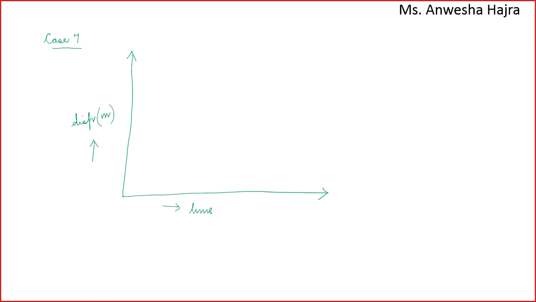Time in seconds. A graph goes like this. Like this. So from this graph it is telling that as time is increasing, displacement is decreasing. So number 1, displacement is decreasing with time.